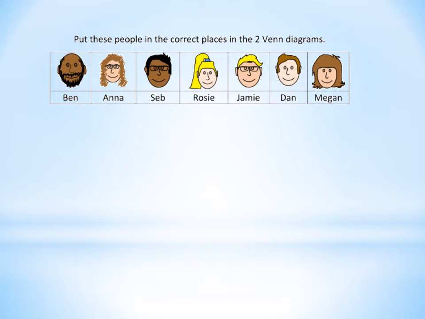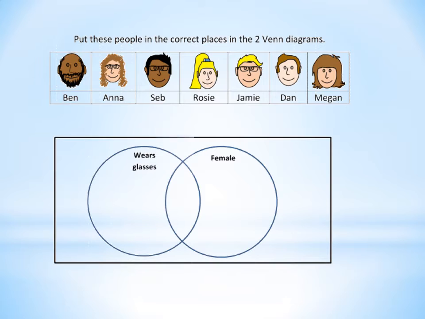Year 3. Let's start by solving the Venn diagrams we had in our homework. We have here some pictures of some people with black hair, brown hair, yellow hair. Some are males, boys, some are females, girls. Some are wearing glasses, some are not. We need to fill this Venn diagram.